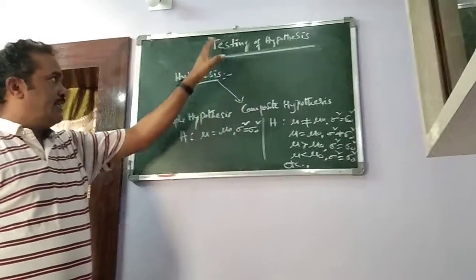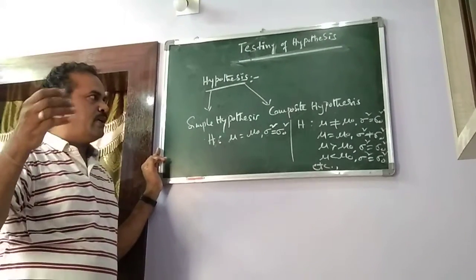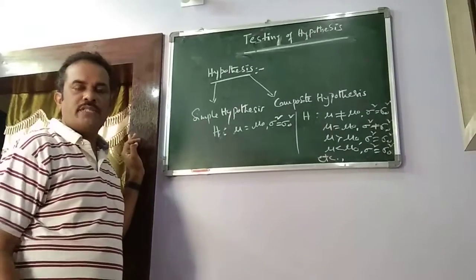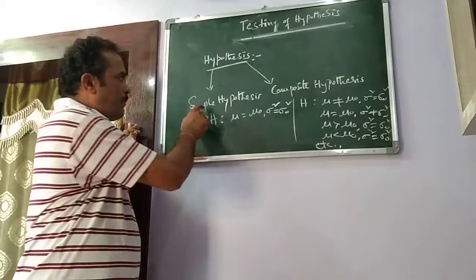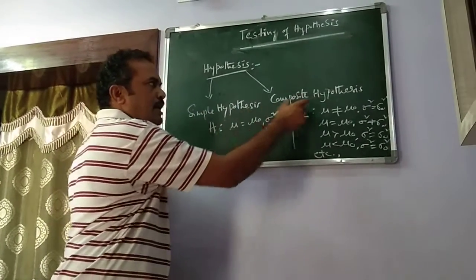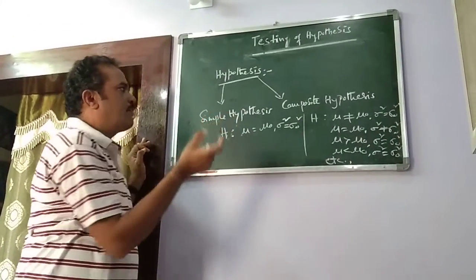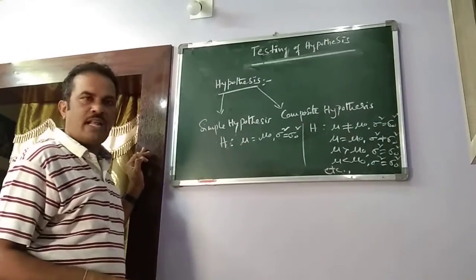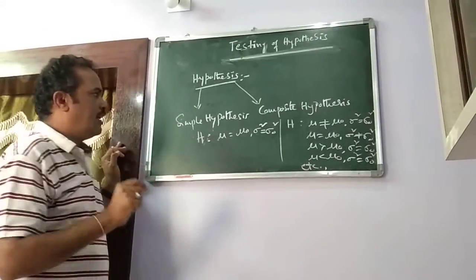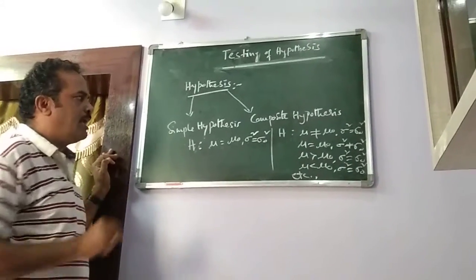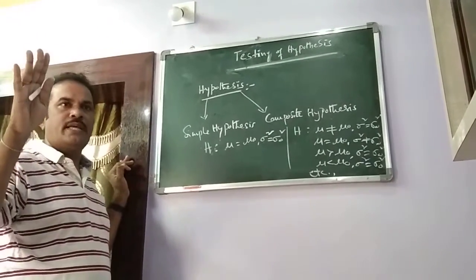Next, after discussing the testing of hypothesis, we will come across two other types of hypothesis: the null hypothesis and the alternate hypothesis. The null hypothesis is nothing but a simple hypothesis. The alternate hypothesis is nothing but a composite hypothesis. Before I discuss the definition of the null hypothesis, I will explain one example. I think you are understanding clearly. Let us consider the average marks of the students in a particular class.